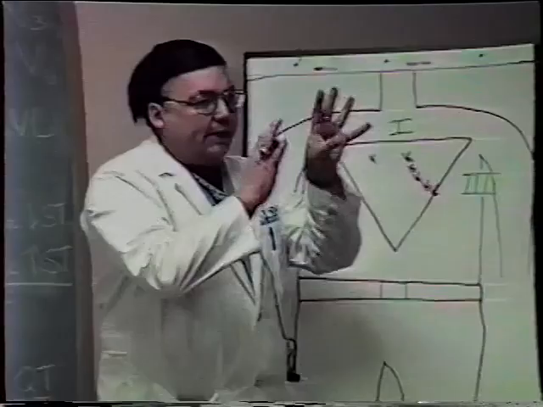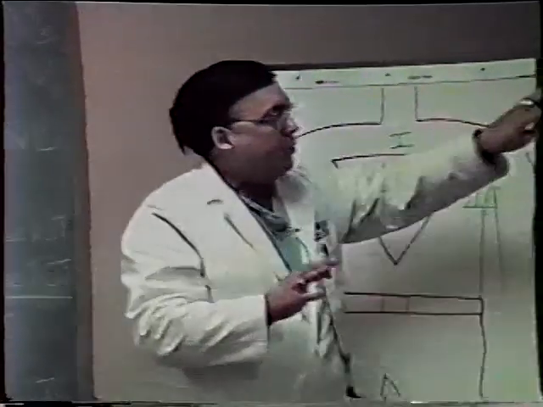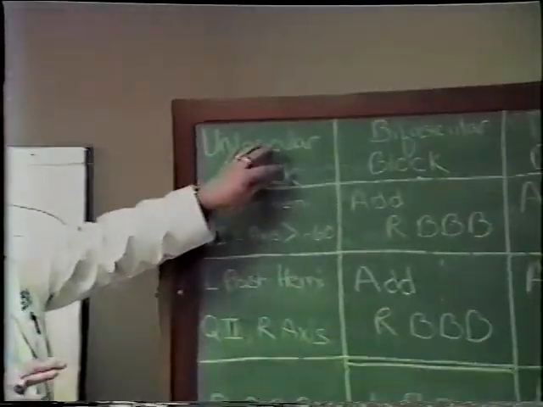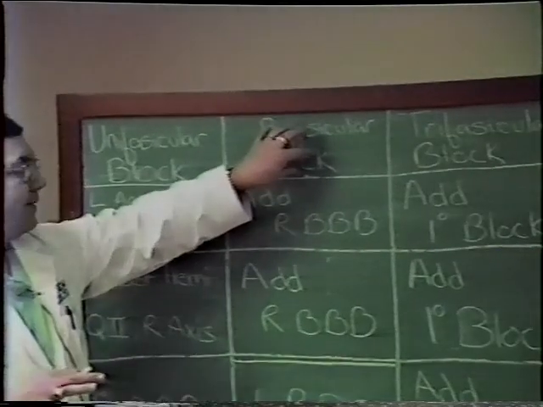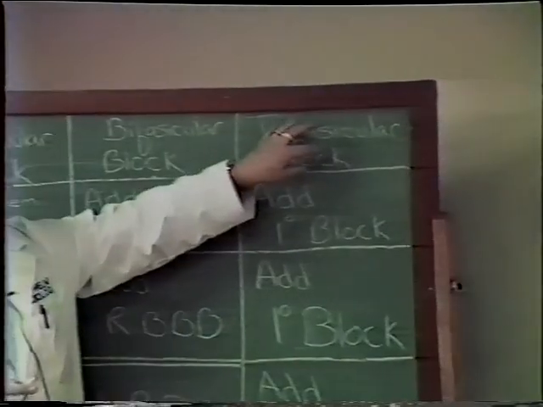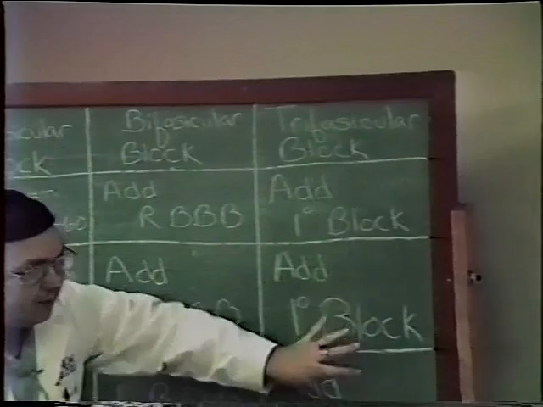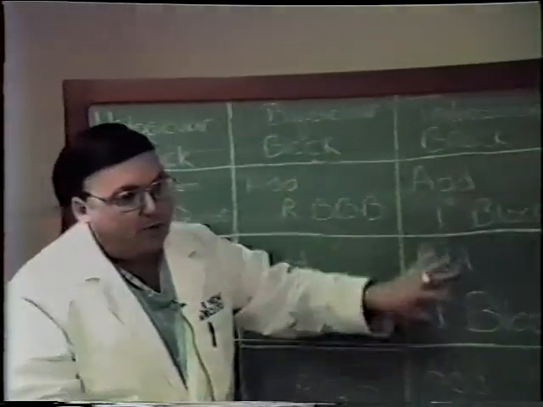But anyway, here's the blocks. Unifascicular, one fascicle is blocked. Bifascicular, two fascicles blocked. Trifascicular, all three are blocked, but not totally. If they were totally blocked, it'd be complete heart block. Some are partial, okay?